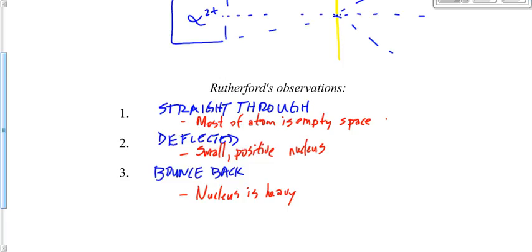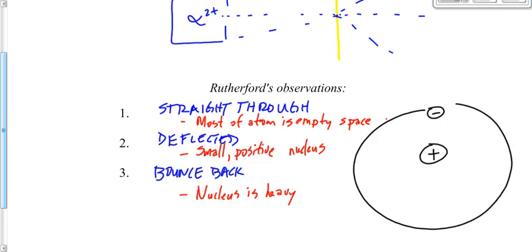So now we got our planetary model of the atom. Small, dense, positive nucleus, that's like the sun, with electrons orbiting around it. That's like the planets orbiting around the sun. All right? Dalton solid sphere, Thomson plum pudding model of the atom, and now we've got our Rutherford planetary model of the atom.